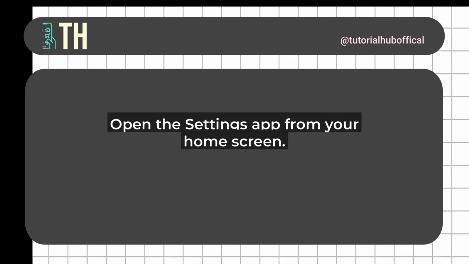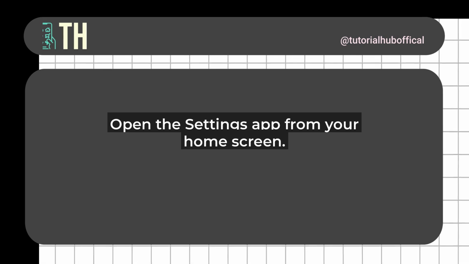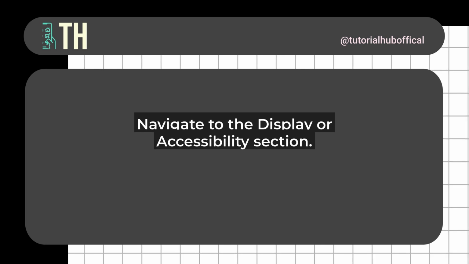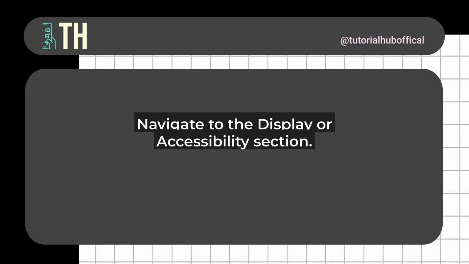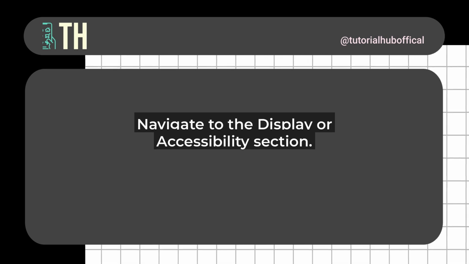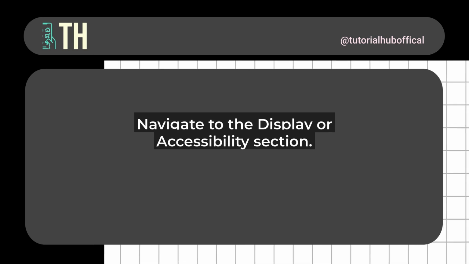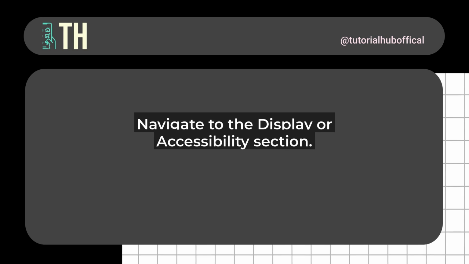First things first, grab your Android phone and unlock it. We're assuming you're on a recent Android version, like Android 15 or later, but the steps are pretty similar across devices. Start by opening your Settings app. You can find it on your home screen or by swiping down from the top and tapping the gear icon.